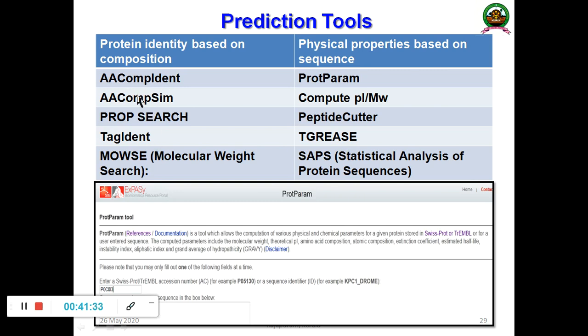This you will simply be able to see by looking at this server. It is very, very simple. The only thing is, you should know the basic amino acid sequence you are going to work with. So that is the only thing.